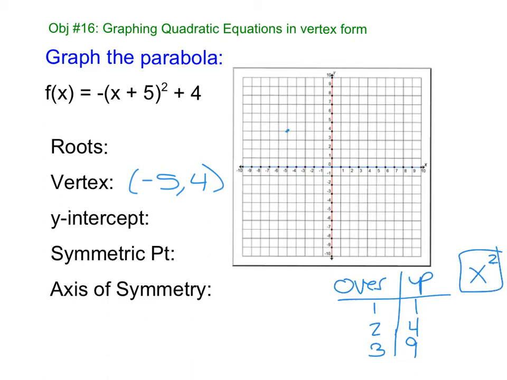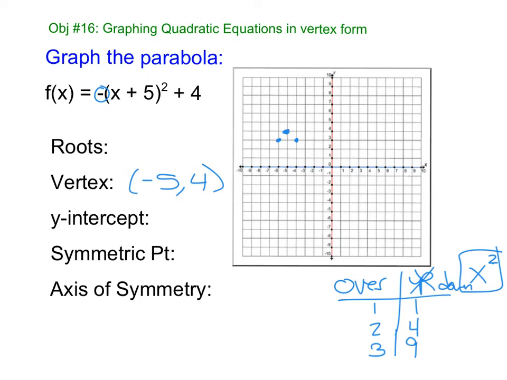Now this one is slightly different. Why is this one different? It's got a negative in front. What does that tell us? Instead of going up, we're just going to go down. Okay? So I'm going to go from my vertex, over 1, down 1. Back to my vertex, over 1, down 1.